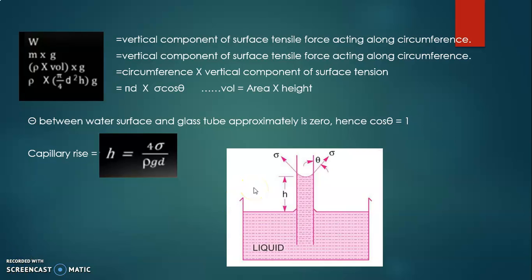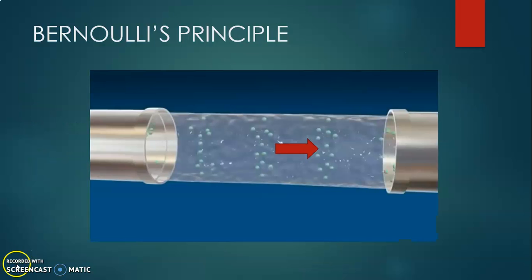Now we will be talking about Bernoulli's principle. The flow of fluid is streamlined if every particle of the fluid flows exactly along the path of its preceding particle and has the same velocity as that of its preceding particle.